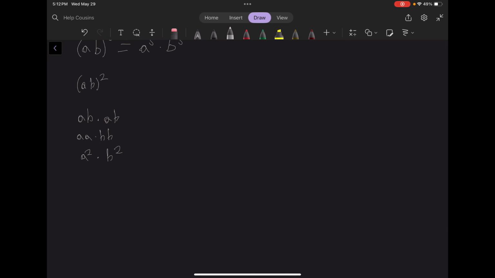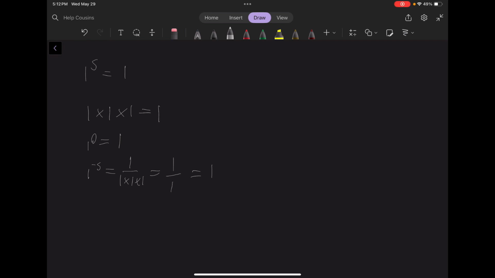The next rule is that 1 to the power of s will always be equal to 1. This works because 1 times itself any number of times will always be 1. 1 to the power of 0, as we'll see later, any number to the power of 0 is 1. And then 1 to any negative number would just be 1 over 1 times any number of 1s, which would also just be 1 over 1, which is equal to 1.